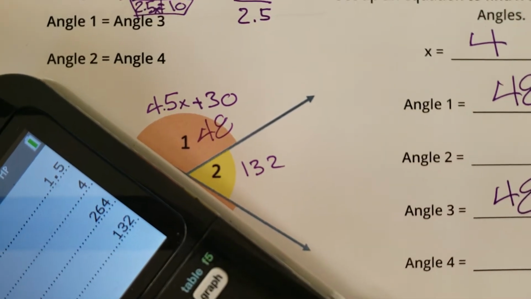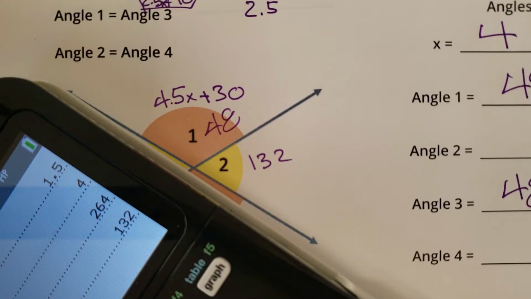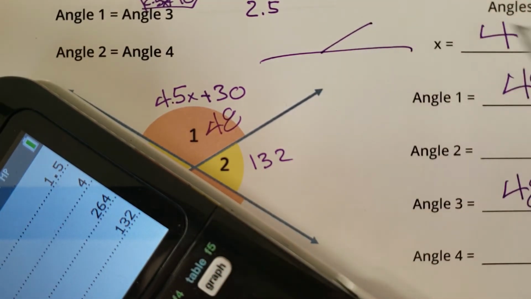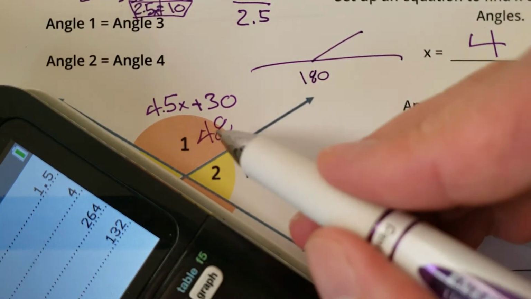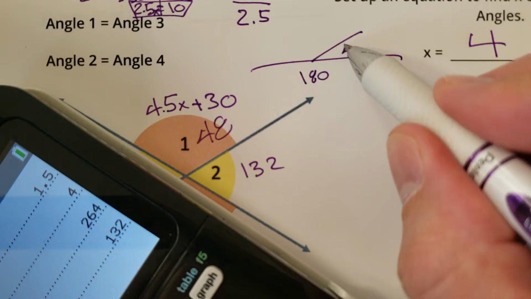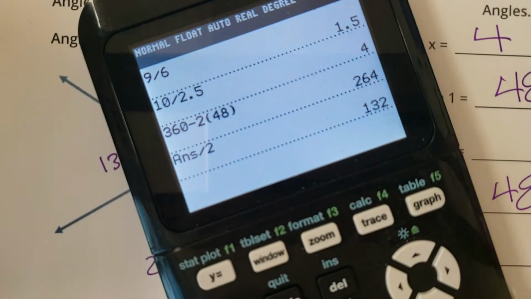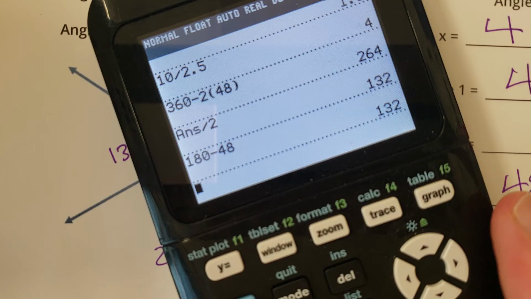What does that make right there, students? Look at that. What does that make right there? The answer is a straight line. How many degrees are in a straight line? You should know this from a previous lesson. There's 180 degrees in a straight line. If I've already spent 48, how much can I spend on the other angle? Let's take 180 minus 48. Wow, same thing. 132.